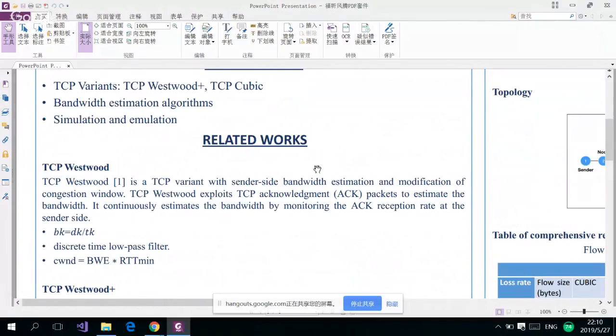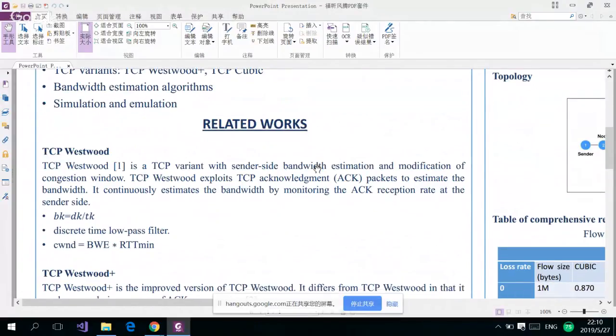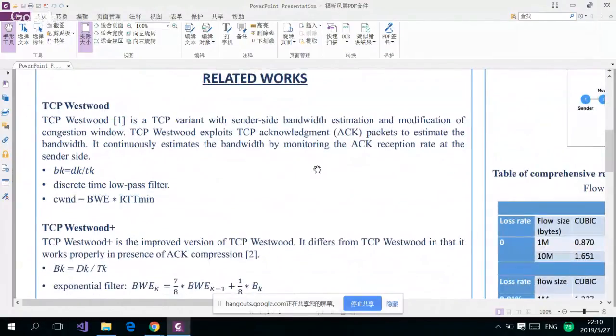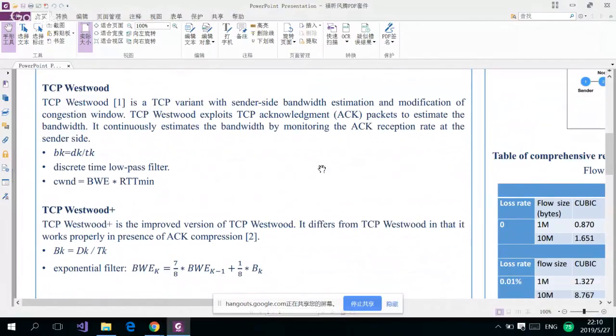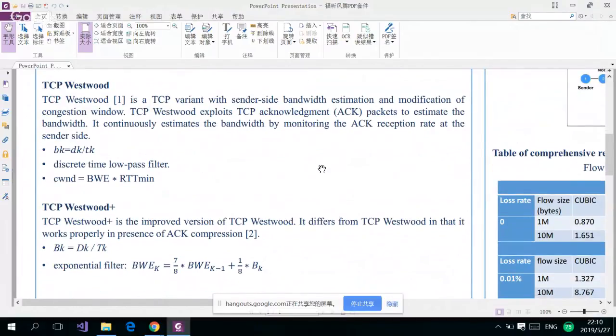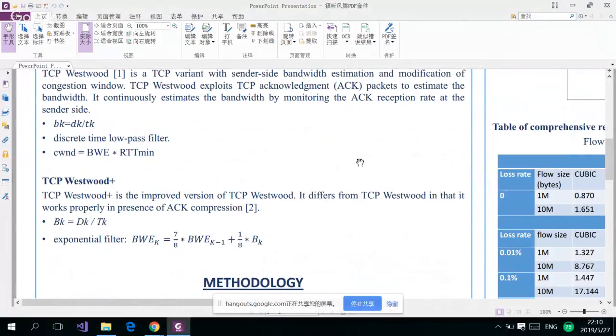emulation have been tested. TCP Westwood is a TCP variant with sender-side bandwidth estimation and modification of the congestion window. It exploits TCP packets to estimate bandwidth and continuously estimates the bandwidth by monitoring the ACK reception rate at the sender side. The equation is Bk equals the data divided by the inter-arrival time, and then the samples are passed through a discrete-time low-pass filter. The congestion window equals the bandwidth estimation times the minimum RTT.